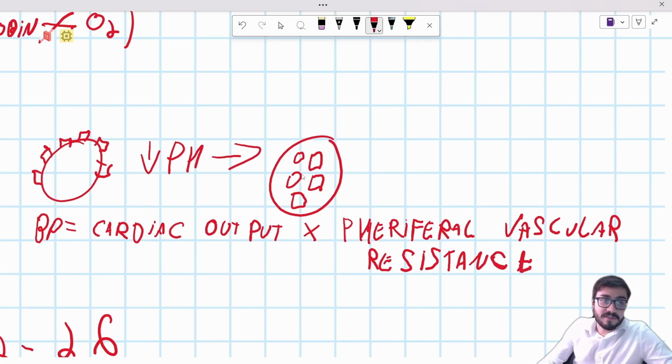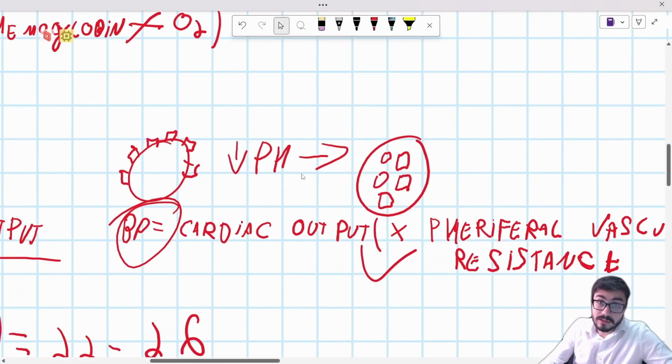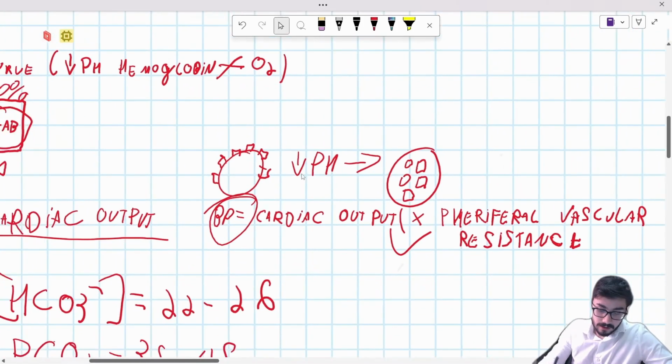So if you have a very high alkalosis, this can end up in a cardiogenic shock, okay?